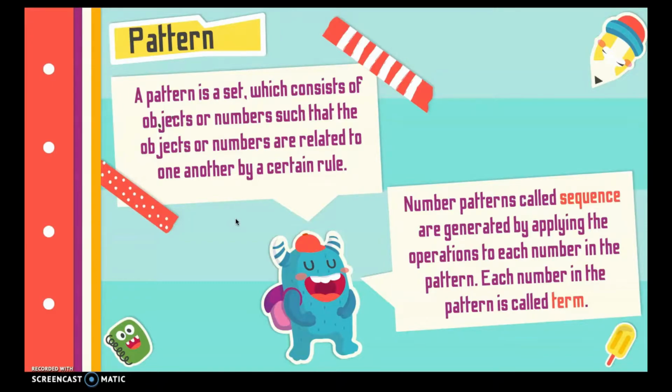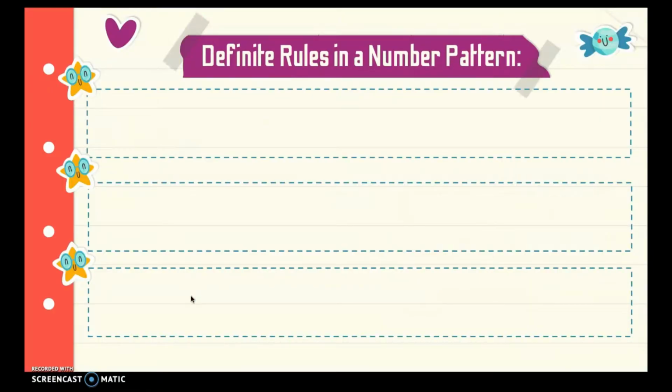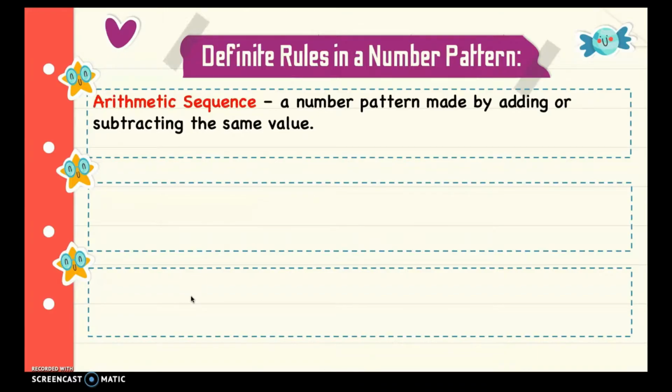Now we have here, for example, a sequence. So we have here 2, 4, 6, 8, and so on. So these 2, 4, 6, and 8 are called terms. We have here definite rules in a number pattern. First, we have the arithmetic sequence. It is a number pattern made by adding or subtracting the same value. Let's take, for example, 1, 4, 7, 10.